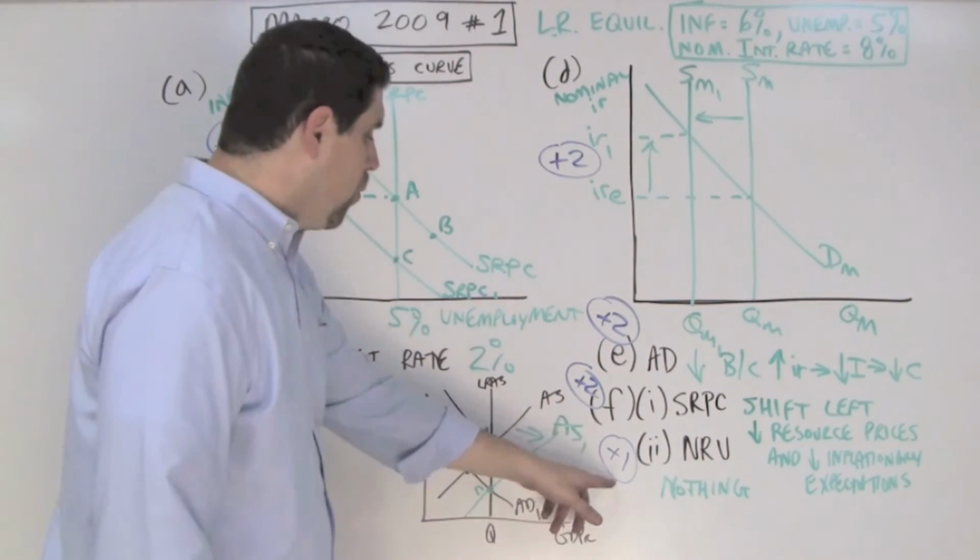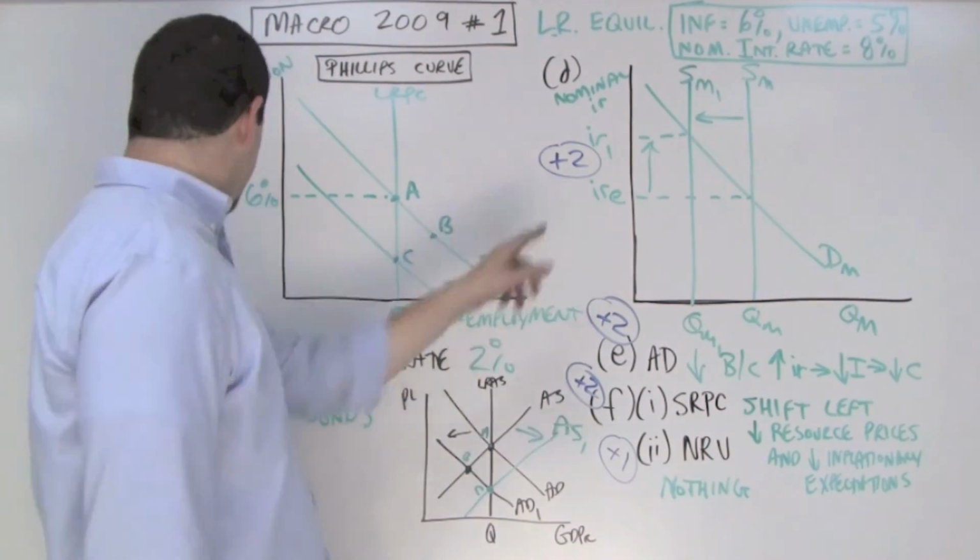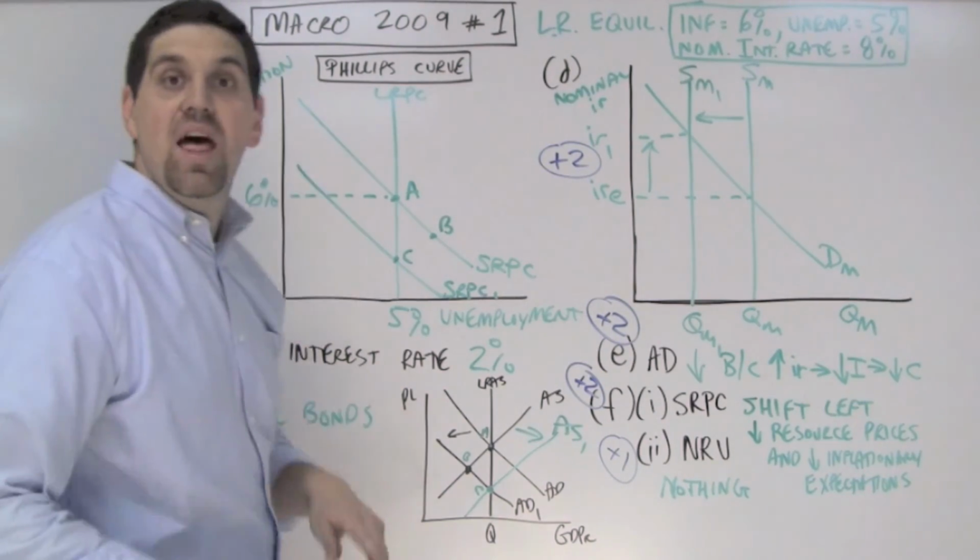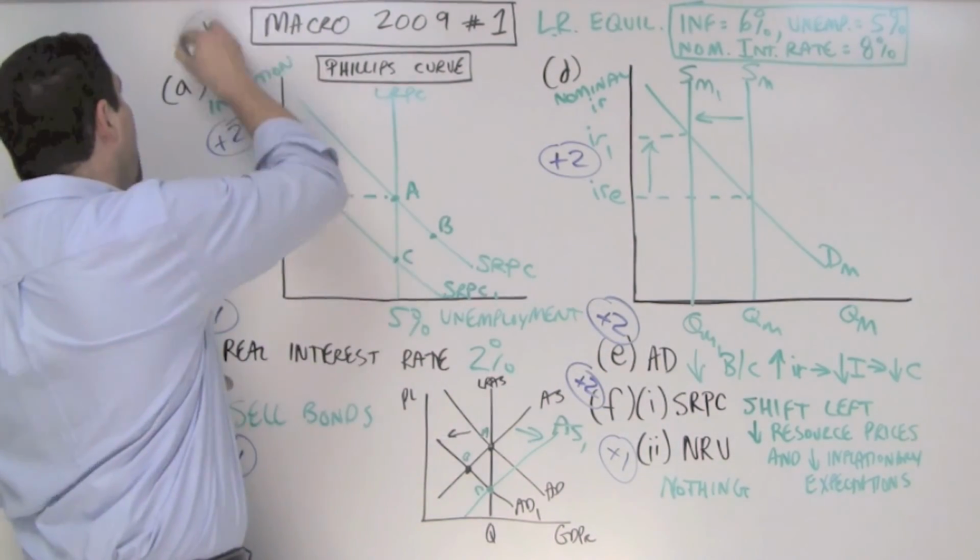All right, let's add them up. 1, 2, 3, 4, 5, 6, 7, 8, 9, 10, 11. That's 11 points total. Add them all up, see how you did.